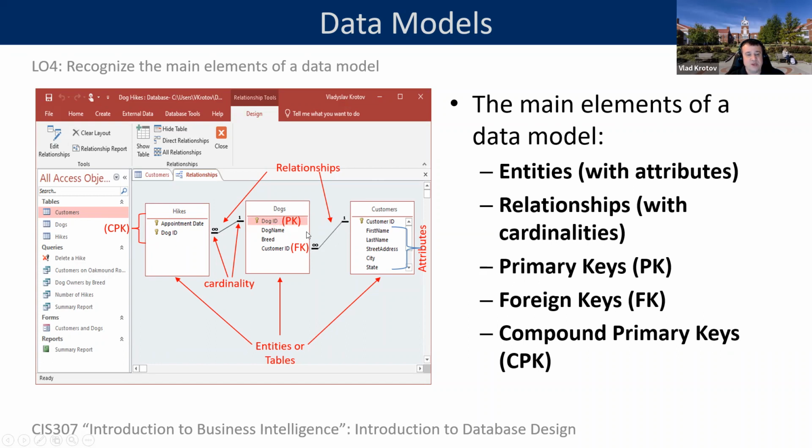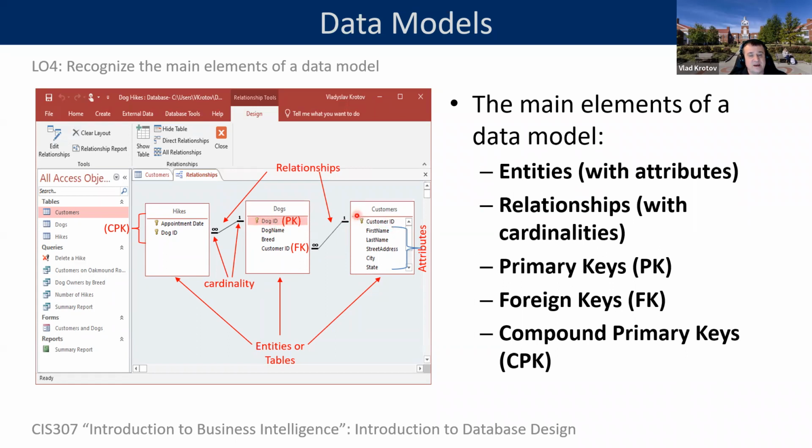We already said that a primary key or PK is a unique identifier. For example, dog ID is a unique identifier. It's the primary key. That's why you see the key icon right here. So customer ID is the unique identifier, or primary key, for the customer table. So you see that key icon, right? So it's called primary key. The primary key of the dogs table is dog ID. The primary key of the customers table is customer ID.